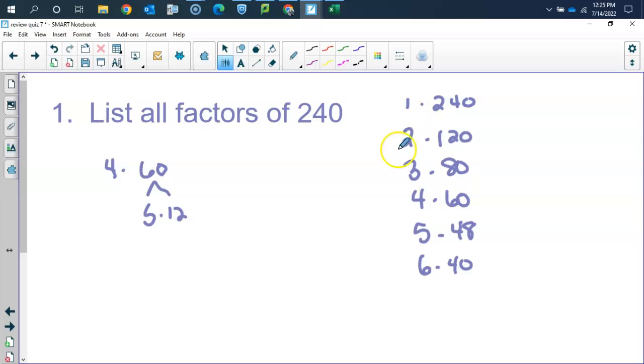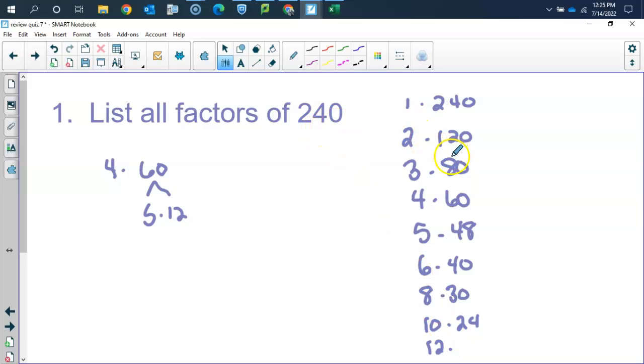7 does not divide into any of these numbers, so that is not a factor. 8 divides into 40 5 times. 5 times 6 is 30. 8 times 30. 9 does not go into any of these numbers, so that is not a factor. 10 does. It's 10 times 24. Okay, that should be a pretty easy one. But 10 goes into 30 3 times. 3 times 8 is 24. 11 does not go into any of these numbers.